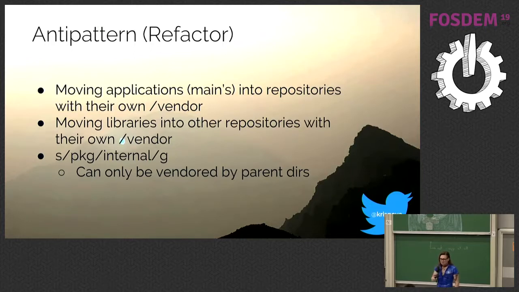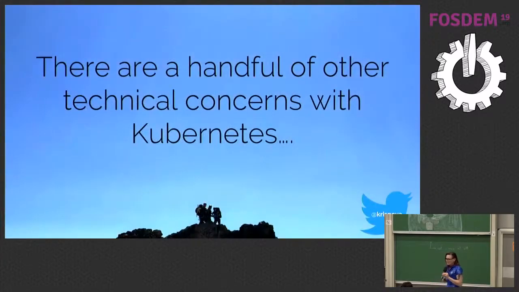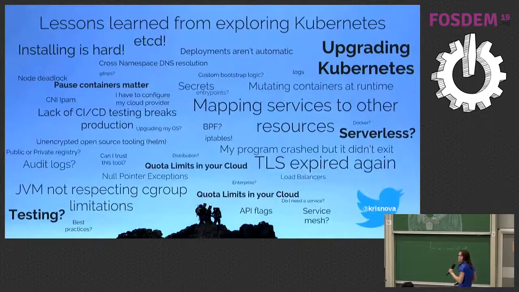And last but not least, we could totally get rid of the PKG directory and replace it with the /internal directory, which we all know in Go only allows you to vendor upwards. That could allow us to make some really powerful vendoring guarantees as we start enforcing how we want people to build and use the Kubernetes libraries. OK, so there's a handful of other technical concerns with Kubernetes.